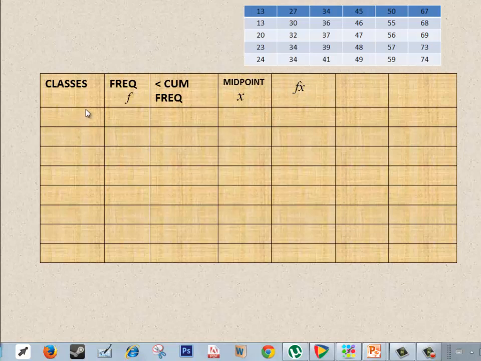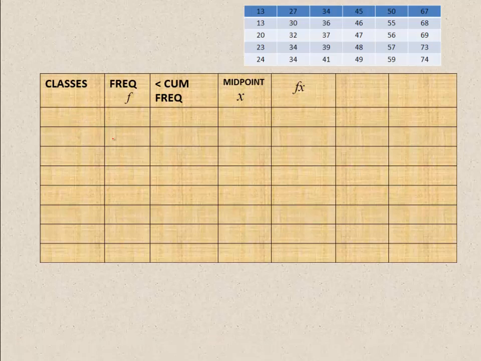If I'm dealing with this problem, I start off with the mean. The mean is the sum of fx over n, which means I need to know what f is, I need to know what x is, I need to know what f times x is, and I need to know the sum of that. So let's start with the classes. 10 to less than 20.